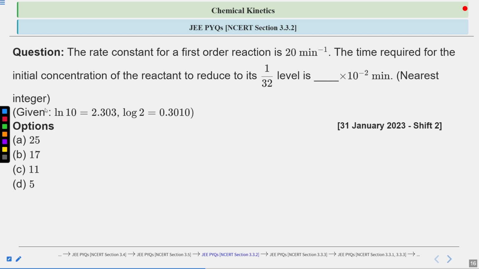You can also use some given values: ln 10 you can take as 2.303, and log 2 as 0.3010. This question was in the 2023 JEE examinations. The options provided here are 25, 17, 11 or 5. So take some time, try to solve this, and then we will see the correct answer.